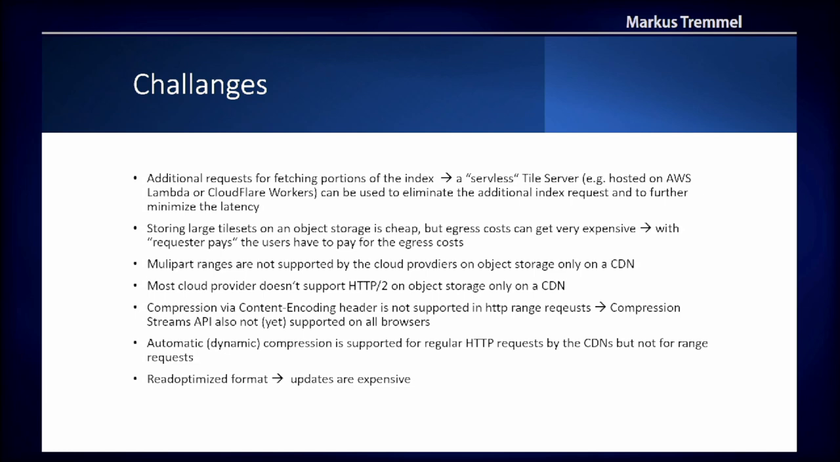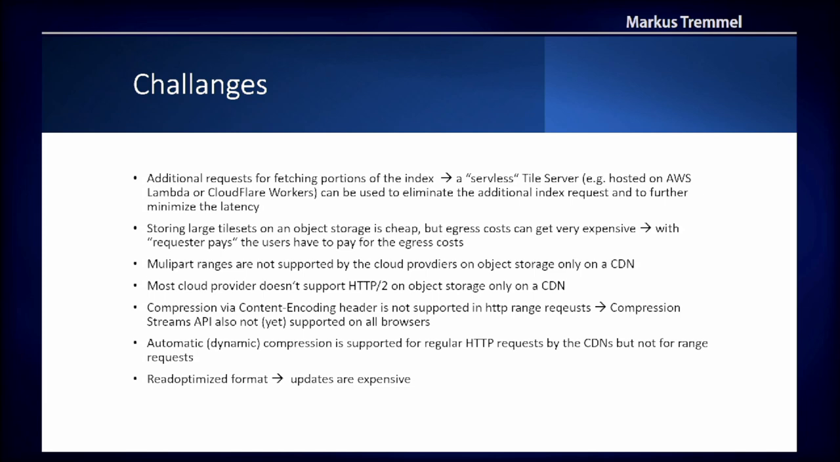Another point which a CDN is solving is that most cloud providers don't support HTTP2 for object storage, but a CDN does. And this is also a very important feature for tiles, because with HTTP1 endpoints on object storage, Chrome allows 6 concurrent requests to one origin. So you have to download the first 6 tiles, then the next 6, and then, for example, the last 3 tiles. HTTP2 overcomes this with the multiplexing feature, which is very important.